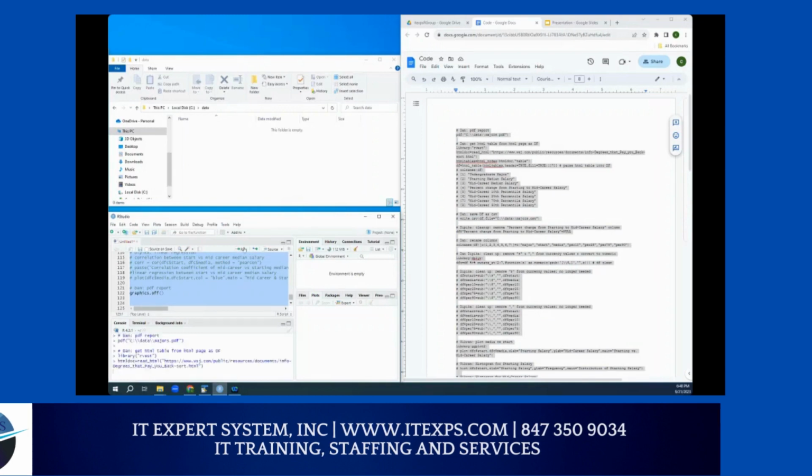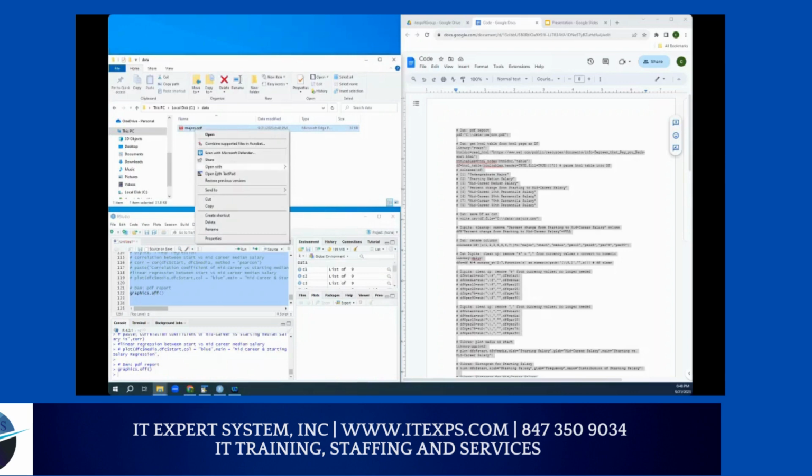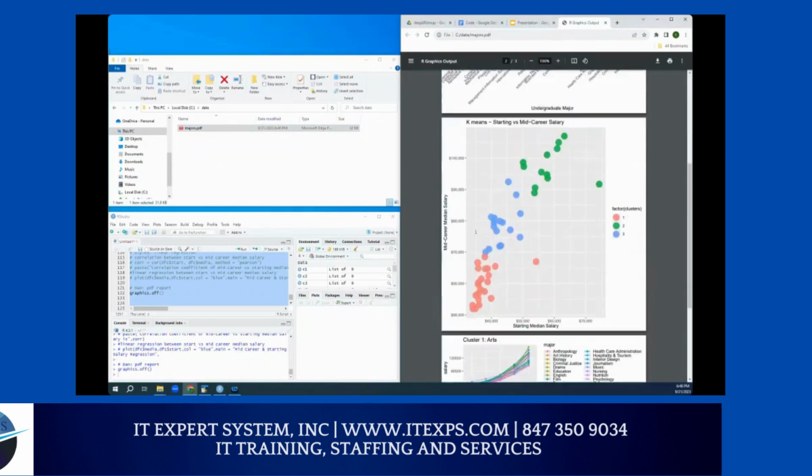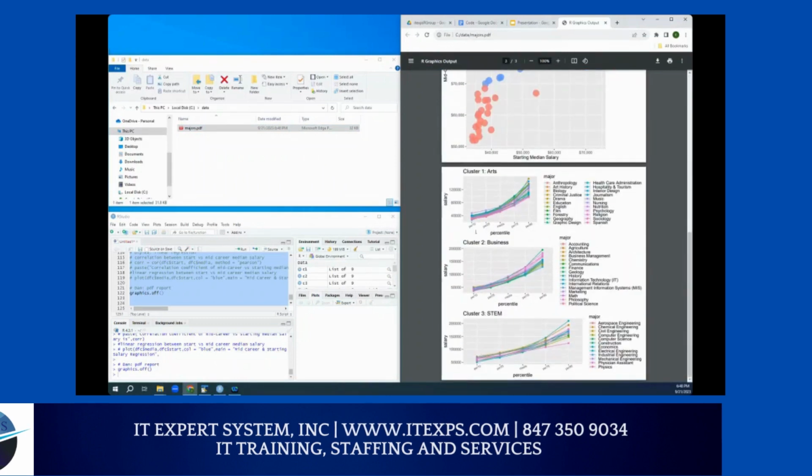I'm going to give it a run right now, and you see the file came up, and the file that is generated should include the 3 graphs that were shown in the class. And that's our project.